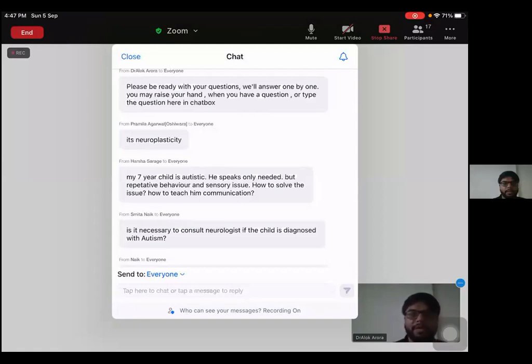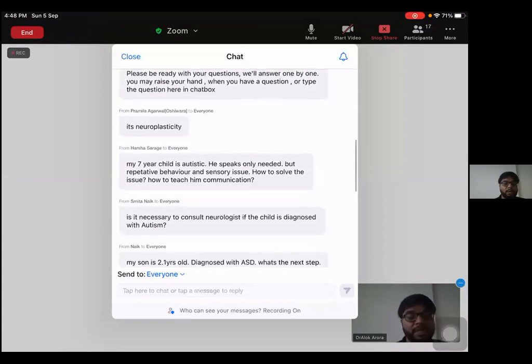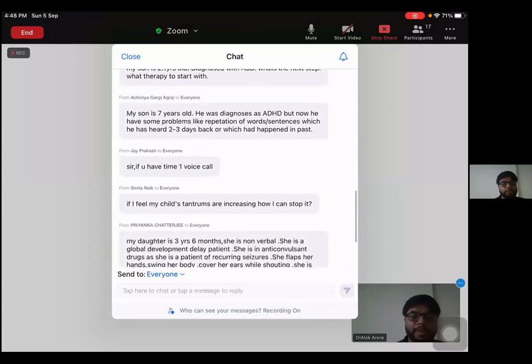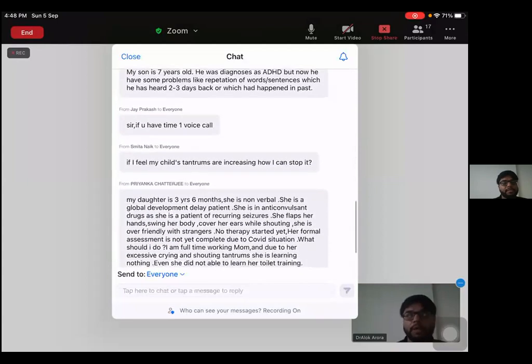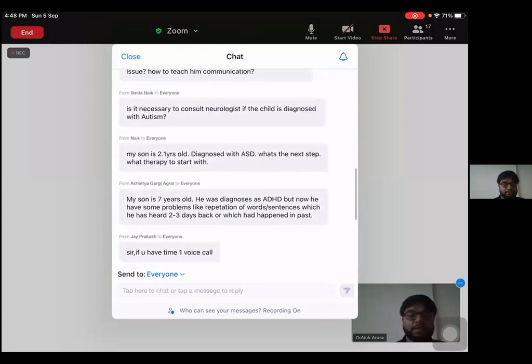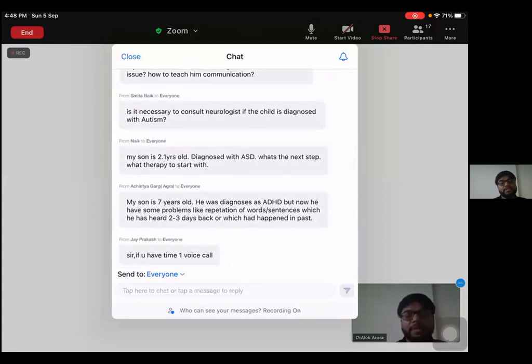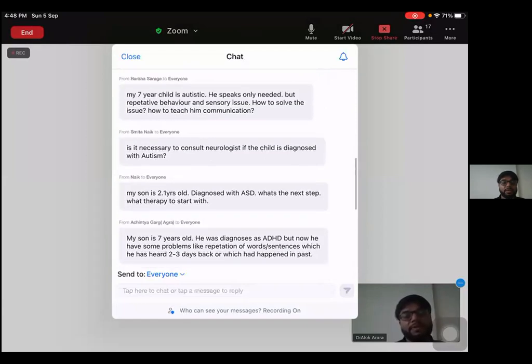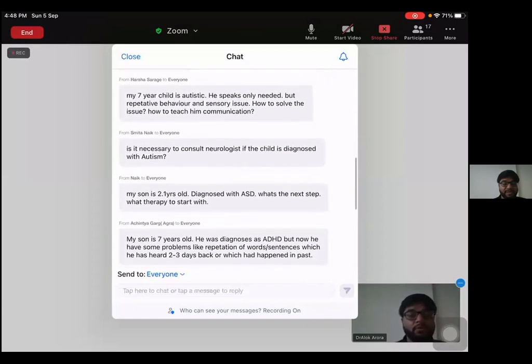Yeah, definitely. So this child, as you say, is 7 years old and he speaks only when needed. So there might be some issues with the oromotor exercise we need to do. There might be some issues with the cheek muscles. So the speech therapist or behavior therapist can work on that. So the first and foremost thing is we need to do the assessments. We need to find out why the child is not communicative. That is the first thing we need to do.